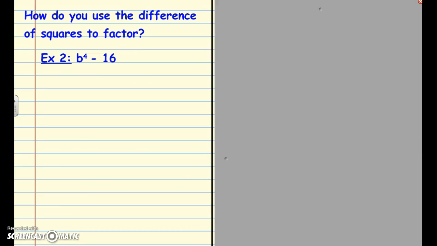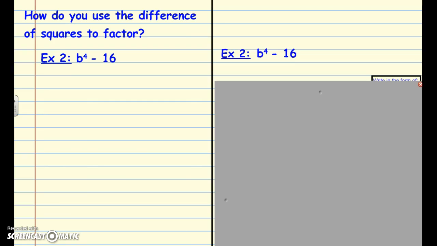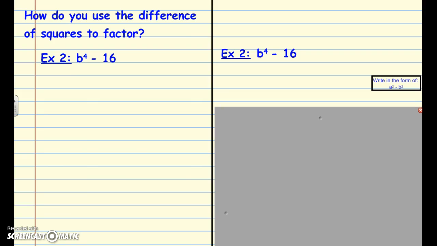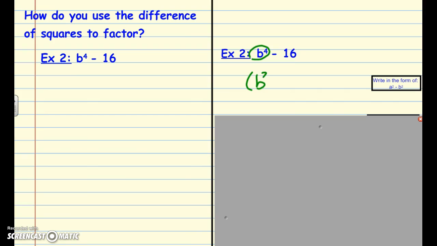So again, how do you use the difference of squares to factor b to the 4th minus 16? As you're looking at this, again, we're going to write it in the form with our a squared minus b squared, just like we did with the other one. And you need to think back to chapter 7 when we talked about rules of exponents. Well, I know that b squared times b squared gives me b to the 4th. So I've got b squared to the second power minus, I also know that 16 is a perfect square because 4 times 4 gives us 16. So here's our form, a squared minus b squared.